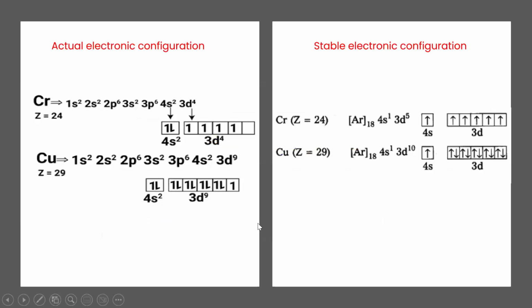So this is the pictorial representation. Chromium, atomic number 24, would actually be filled like this. But to attain extra stability, one electron from the 4s orbital will move to the 3d orbital, so the 3d subshell is half filled, which gives extra stability to the atom. Similarly, in copper also, the 3d orbitals will be fully filled if one electron from the 4s orbital moves to the 3d level. So to attain this extra stability, one electron from the 4s orbital will move to the 3d orbital.